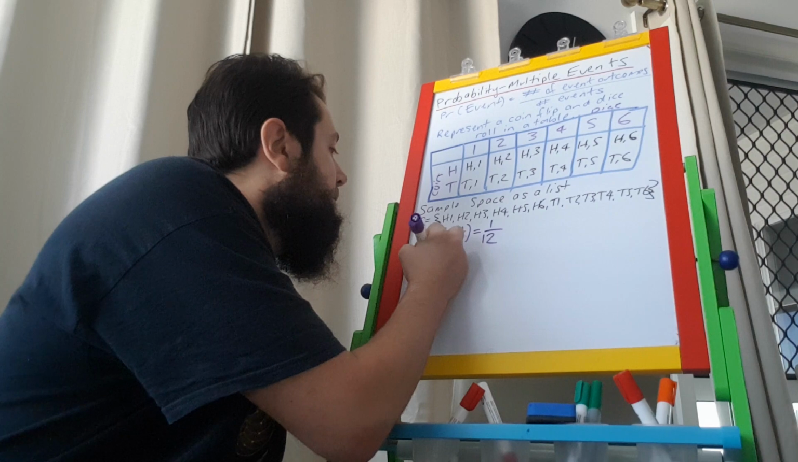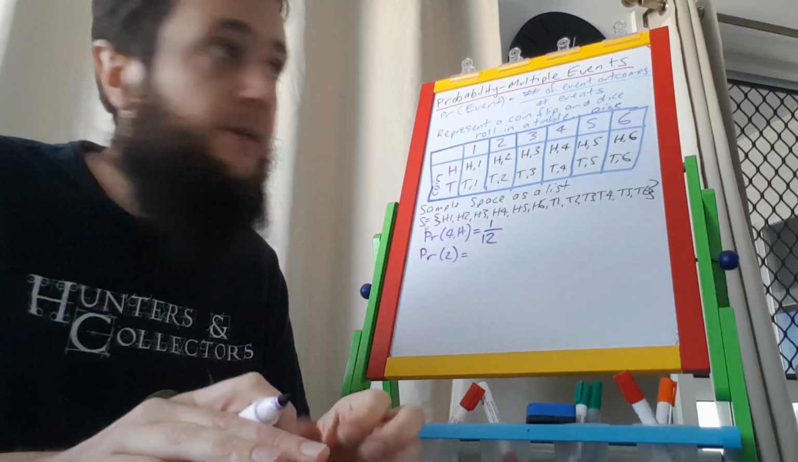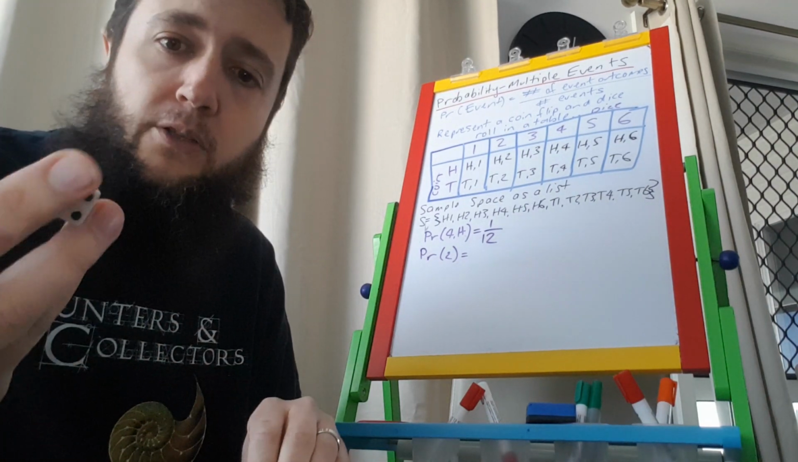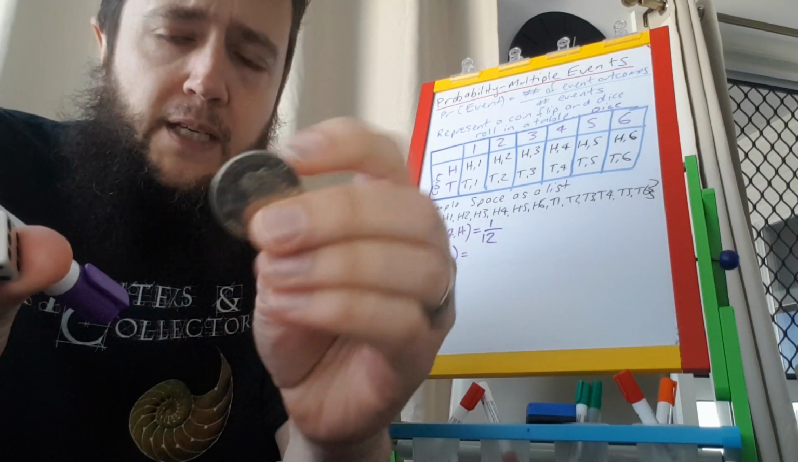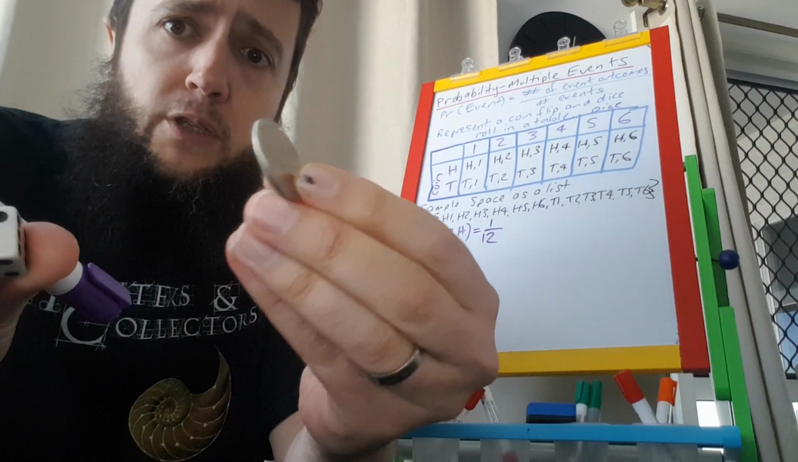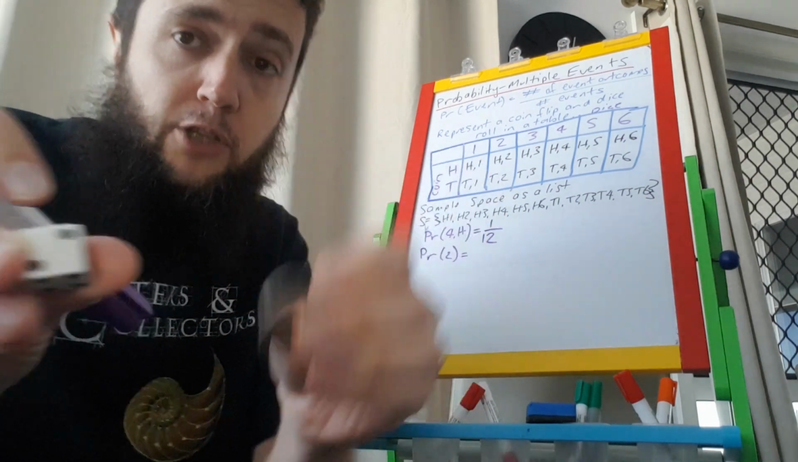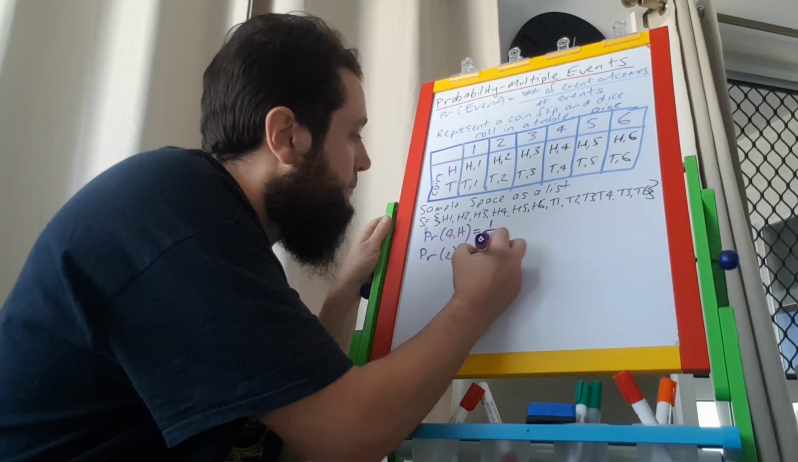What's the probability of getting a 2? How many outcomes involve getting a 2? Well, if I think about it logically, there's 2 with heads and 2 with tails. There are actually 2 different outcomes listed here that would give us a 2. So 2 outcomes out of 12 this time.